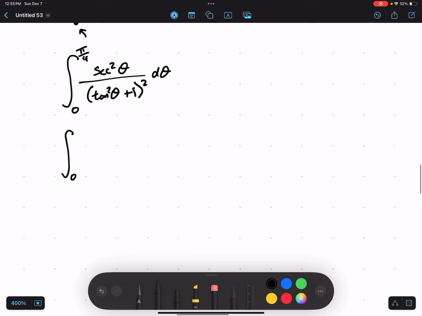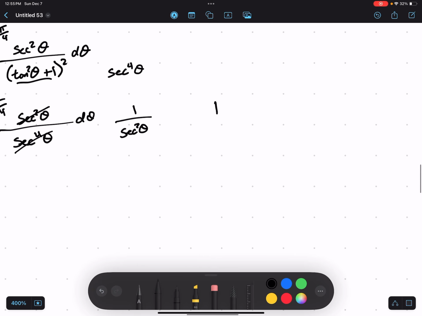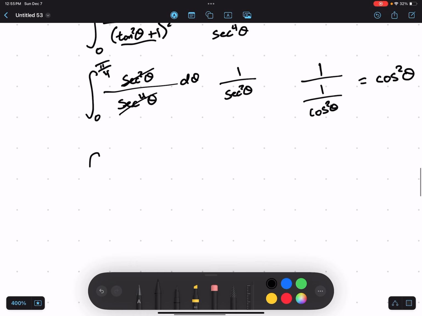And then we can go ahead and rewrite this, 0 to pi over 4 of secant squared theta, all over. Now, inside here, that just simplifies to secant squared theta, and it's squared once more, so it's secant to the 4th power theta, d theta. That, of course, simplifies to 1 over secant squared theta, and 1 over secant squared theta is obviously just cosine squared theta. So what we've got really is from 0 to pi over 4 cosine squared theta d theta.